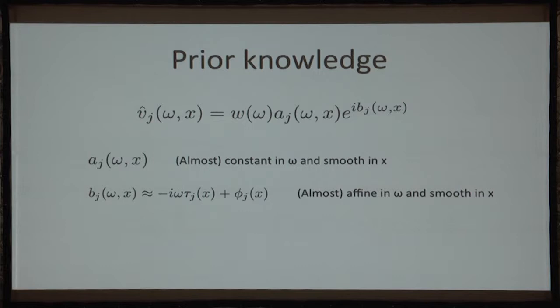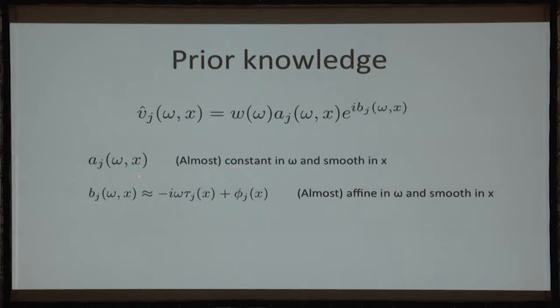So if we look at this single event in frequency and space, what we know about the amplitude is that after wavelet deconvolution, the amplitude of this particular event should be almost flat as a function of frequency. And the amplitude of a continuous event in space should be smooth if you go from one trace to another. So these are the prior information we know on the amplitude.